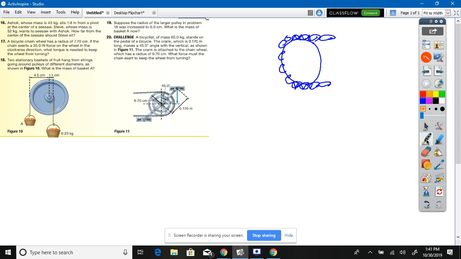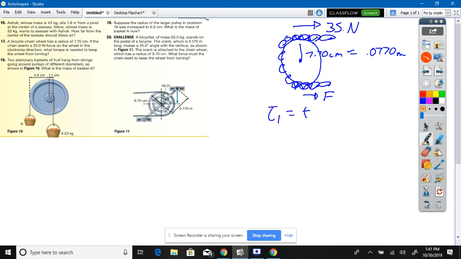Okay, so your 35 Newton force is pulling this way, right? Well, you need another force to pull this way, okay? And you have a radius here. So your radius is 7.70 centimeters. All right. What's that in meters? 0.0770 meters.